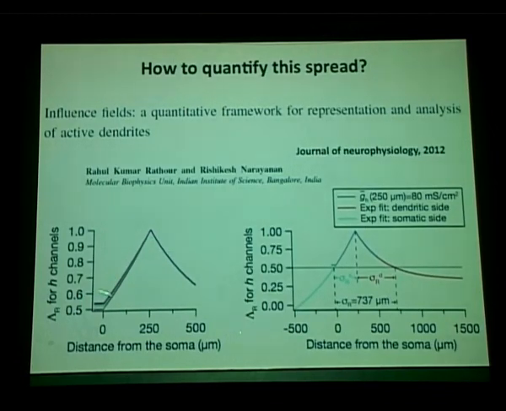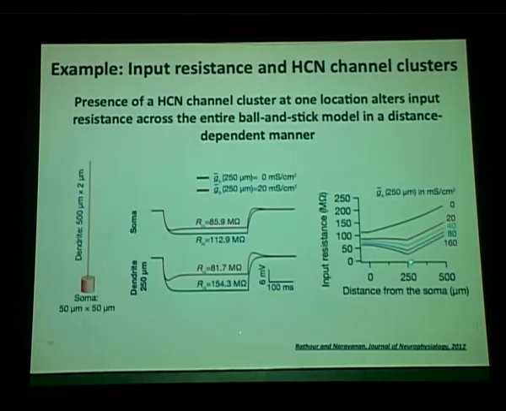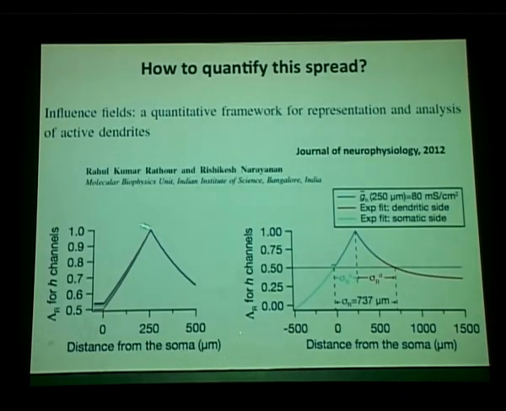Right? This is the same plot that is shown over here, but normalized by the influence at the location at which you inserted that channel. So now you see that irrespective of what the density of the channel was, the normalized influence field is exactly the same across both sides. You can quantify it by fitting exponentials on both sides, and you can arrive at the full width at half maximum, and that could be the spread of influence of this channel cluster across the dendritic topograph.